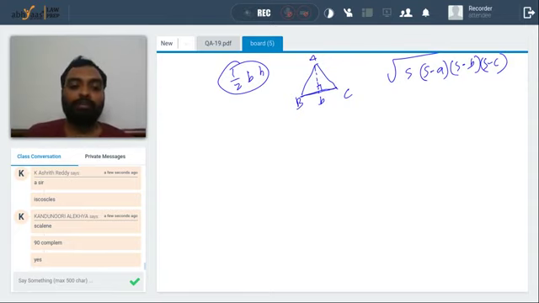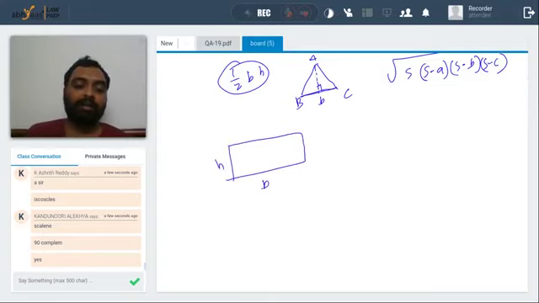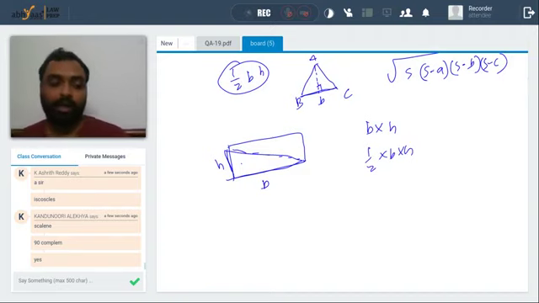Where did I actually get this half BH from? Because you know, if this is a rectangle, this is the base and this is the height. If I draw a triangle like this, two triangles, what is the area of the rectangle? Rectangle is base into height, but half of it is the triangle. The triangle is only this much, no? The triangle is only this much, so it is half BH. That is where we got this area formula: half into base into height.